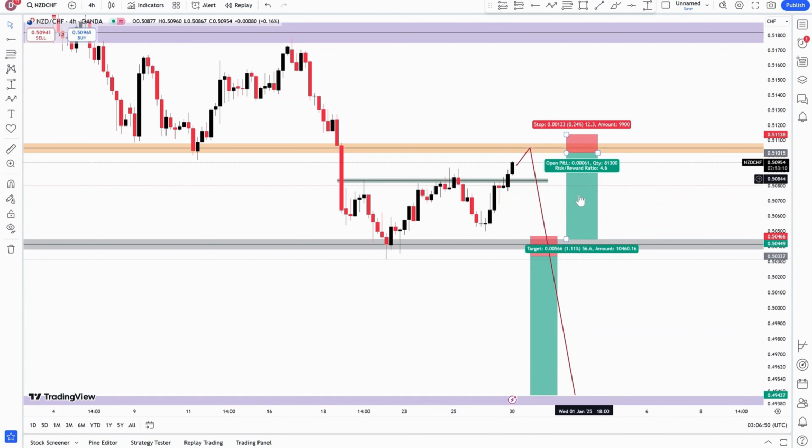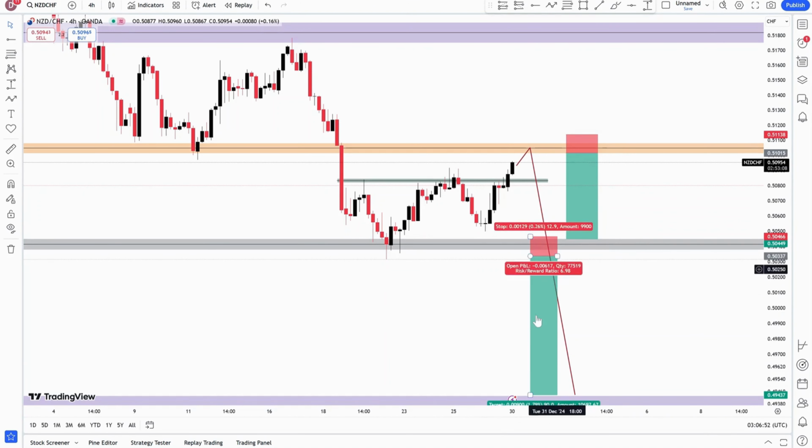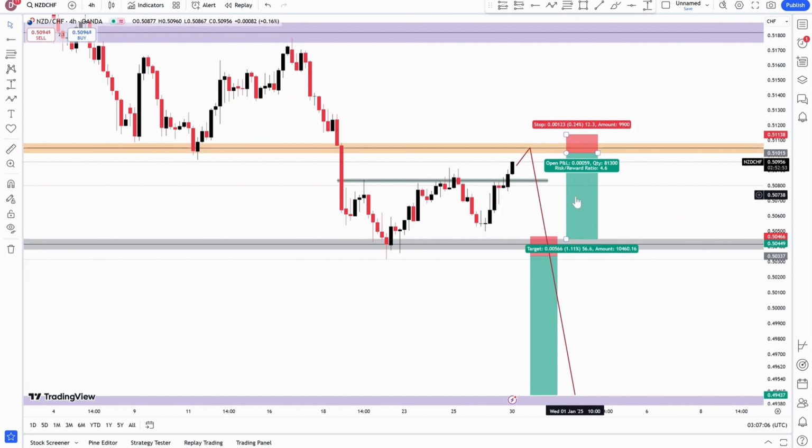So why we are having two setups here is I'm expecting the market to come to this weekly zone, and when it gets to the weekly zone and gives me my confirmation, then I will be going for 1:4, or approximately 1:5, just on this movement alone.